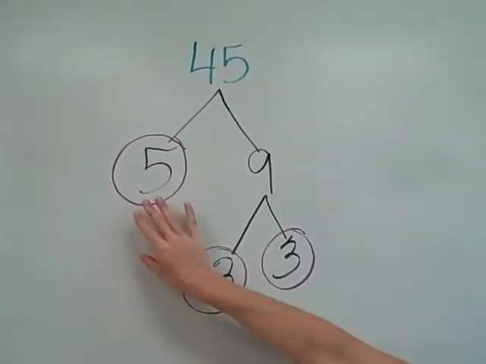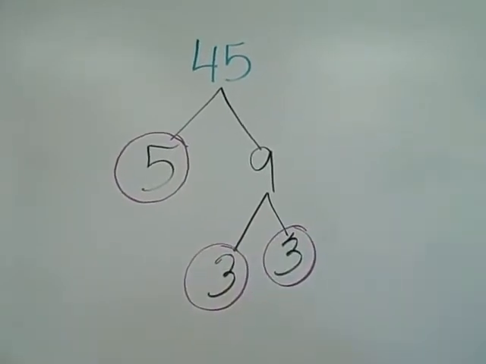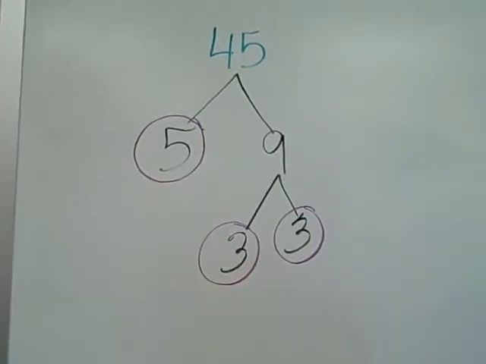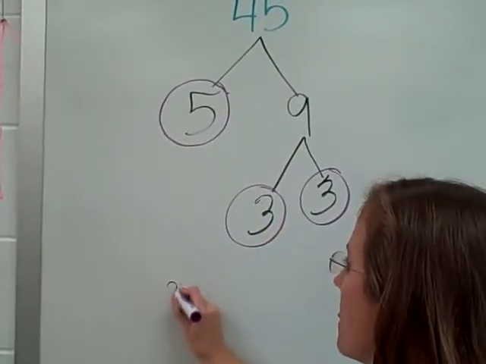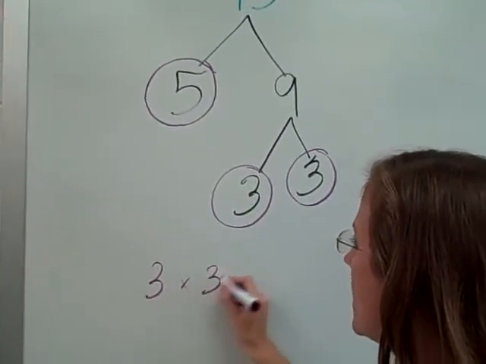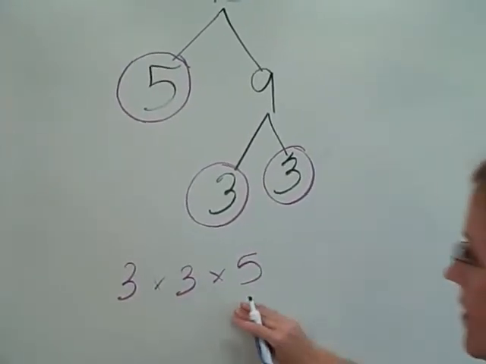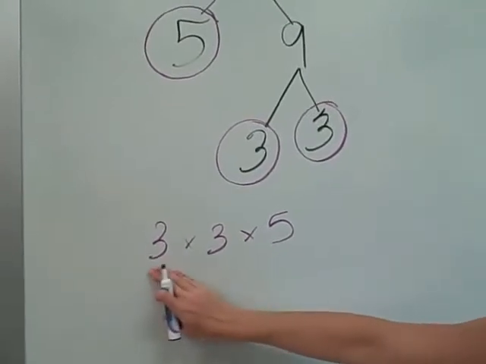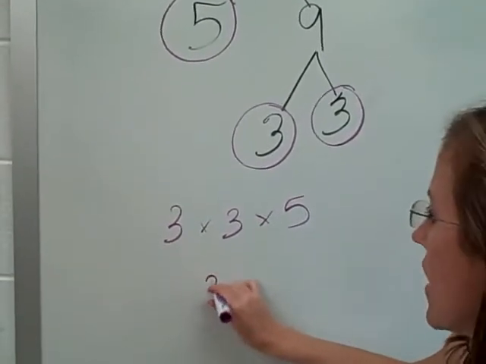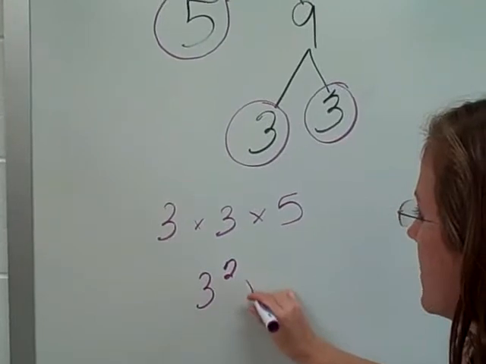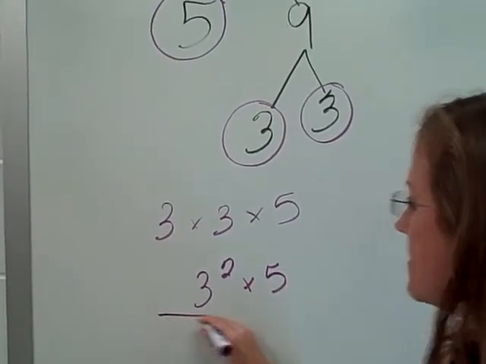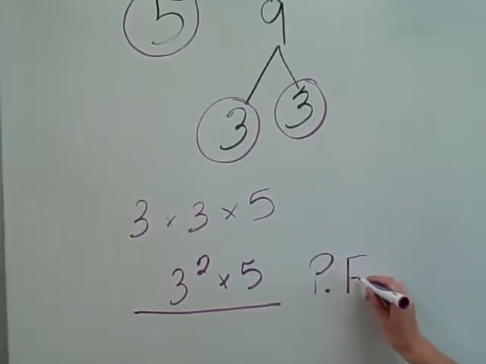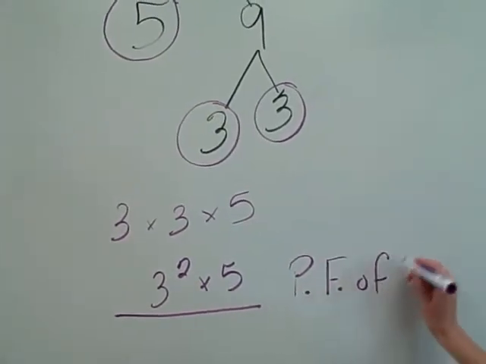If in a calculator I was to say 5 times 3 times 3, I would equal 45. So this is the factor tree, but we need to write our answer as a product of prime numbers. So I'm going to write each one of these prime numbers down. I'm going to write 3 times 3 times 5. Going from our previous lessons, we know there's a better way to say 3 times 3, and that is 3 squared. 3 squared times 5 is my answer. It is the prime factorization, PF for short, of the number 45.